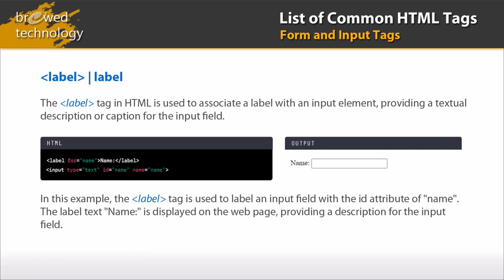The label tag is used to associate a label with an input element, providing a textual description or caption for the input field. In our example, the label tag will display the label name. The attribute for is used to identify which element the label is for. Its value will be the ID of the corresponding element. Here, for has a value of name, which means that this is a label for this input element whose ID is name.